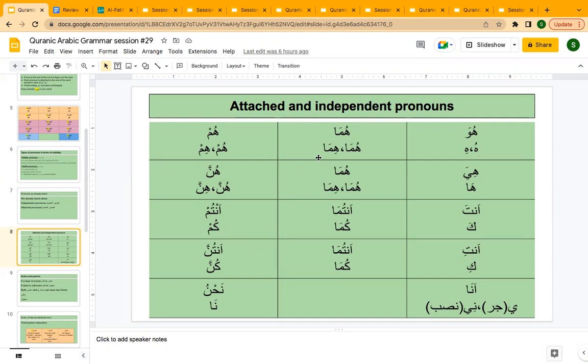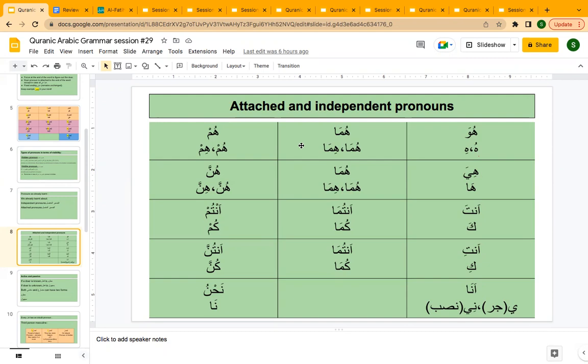So a pronoun is going to be jar if it is attached to an ism. Always going to be jar when it is attached to an ism, to any other ism other than a dhamir, because a pronoun is going to attach itself to another ism, not to another dhamir. It is going to attach to another ism.